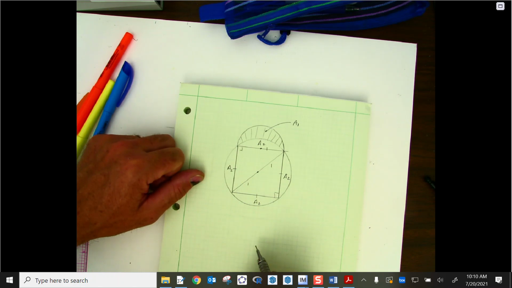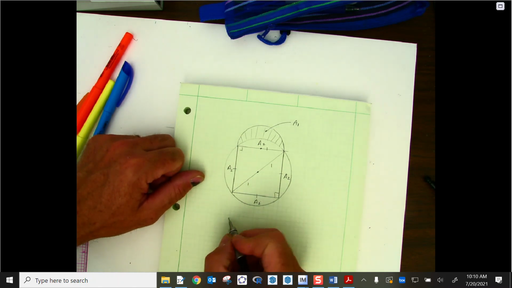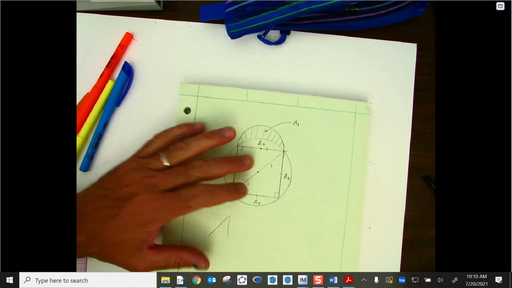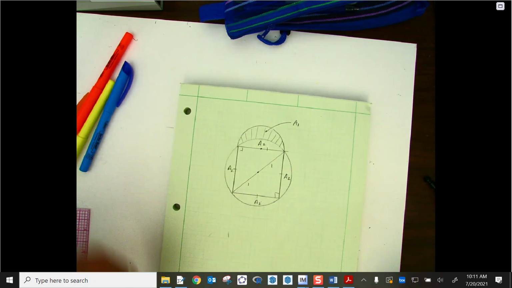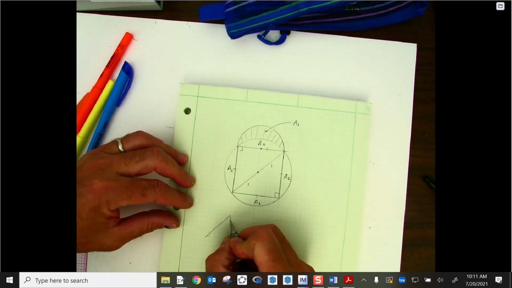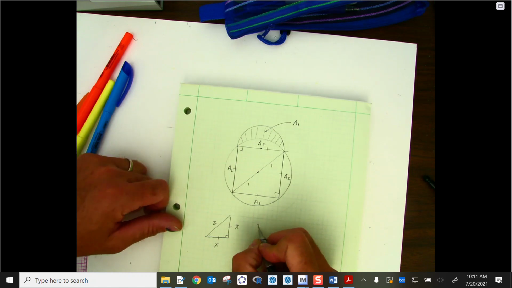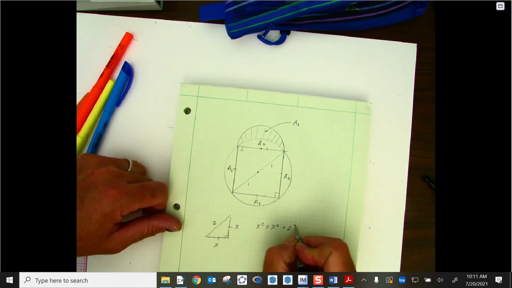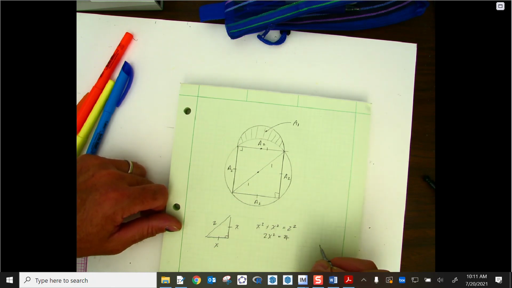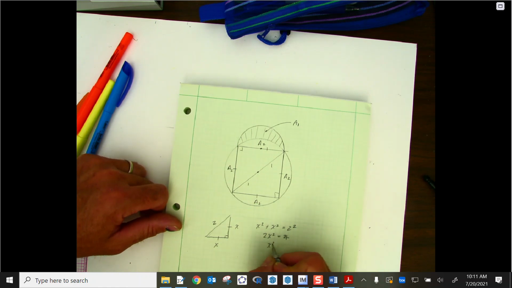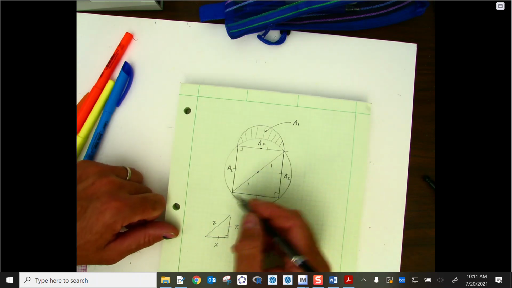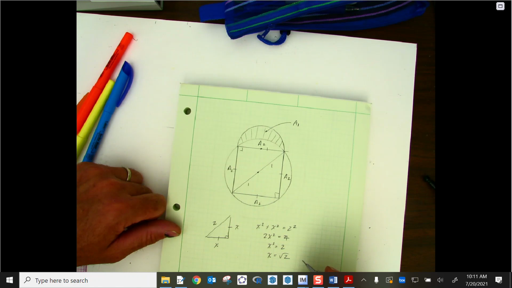I guess the first thing I'll go after is the side length of the square. So the side length of the square is something that looks like this. We know these are the same, and this is 2, so we'll call these x's. So what do we have? We have x squared plus x squared equals 2 squared. So 2x squared equals 4. Divided by 2, I get x squared equals 2. So that means x has got to be root 2. So the length of the side of the square is root 2.